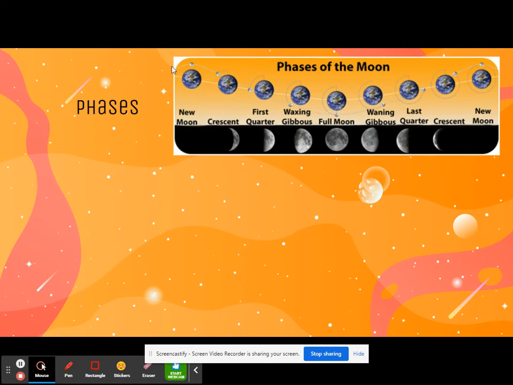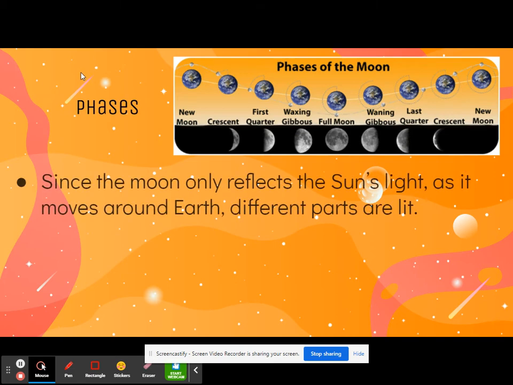Okay, now the phases of the moon. There are a lot of them, as you can see, looking at this, there's a lot of phases. Most of them are repeated. So we're going to start with the moon.